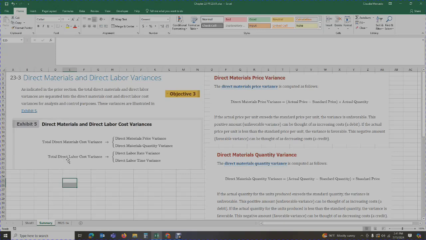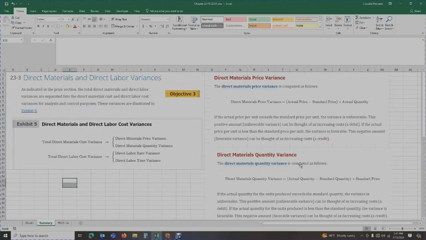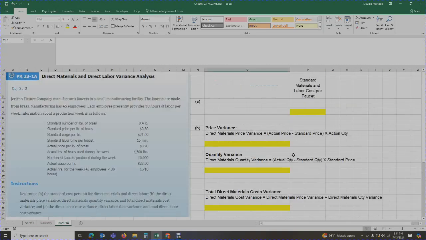To calculate the total direct labor cost variance, we're going to get the direct labor rate variance plus our direct labor time variance. The sum of those two will give you your total direct labor cost variance. Now, we've got all of the formulas here, and I will go through that once we get to that part of the problem. Now let's tackle the first part of the problem, which is very simple.